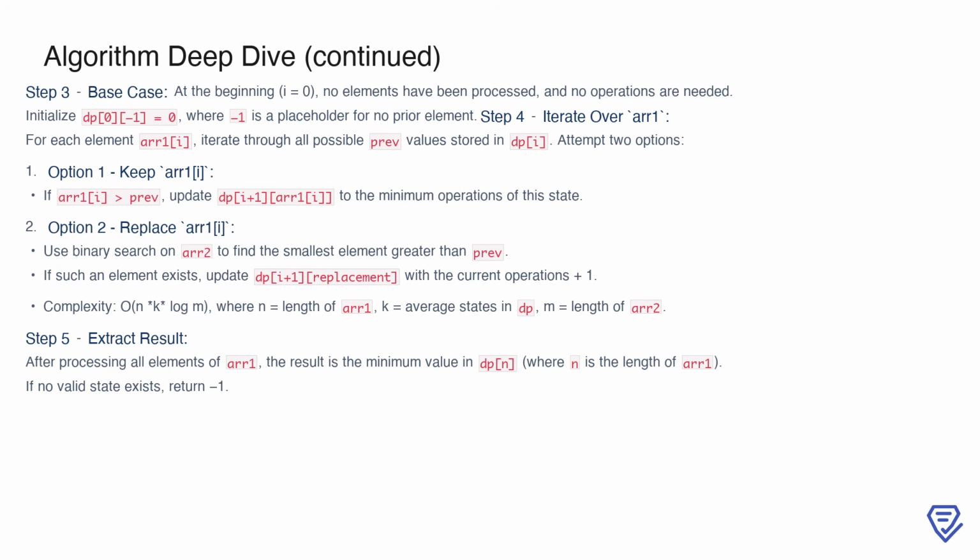The time complexity of this process is O(n*k*log m), where n is the length of ARR1, k is the average number of states in dp, and m is the length of ARR2. After processing all elements, we extract the result by finding the minimum value in dp[n]. If no valid state exists, we return -1.